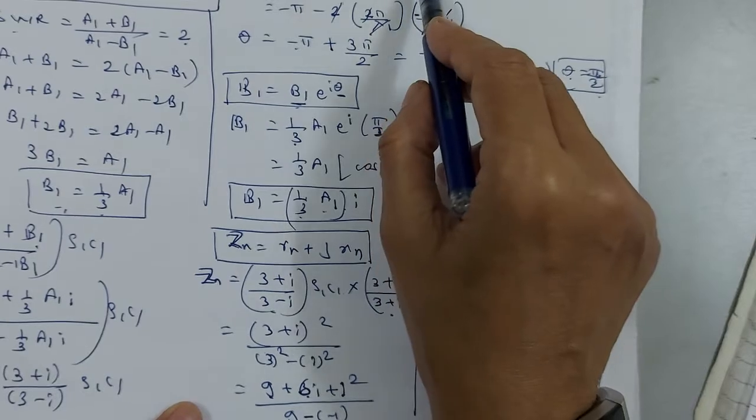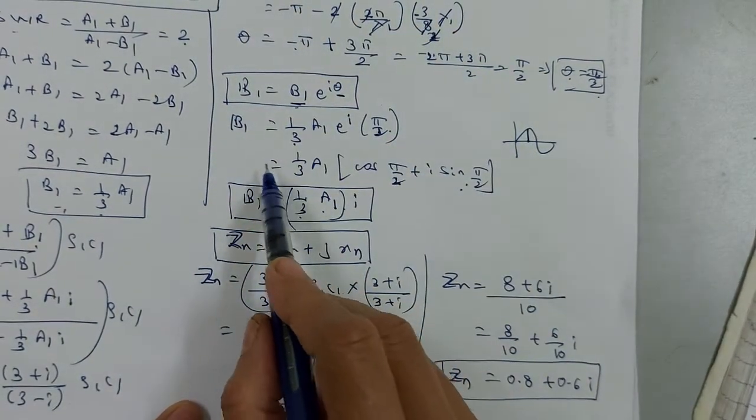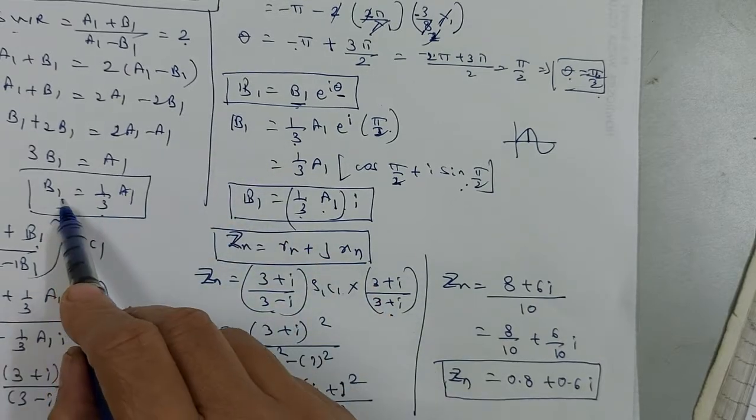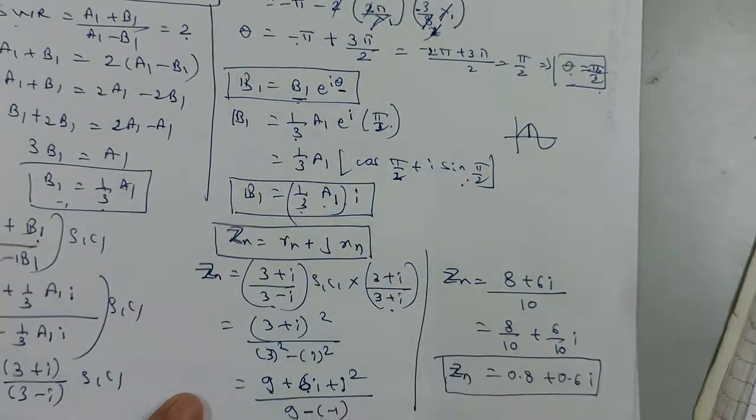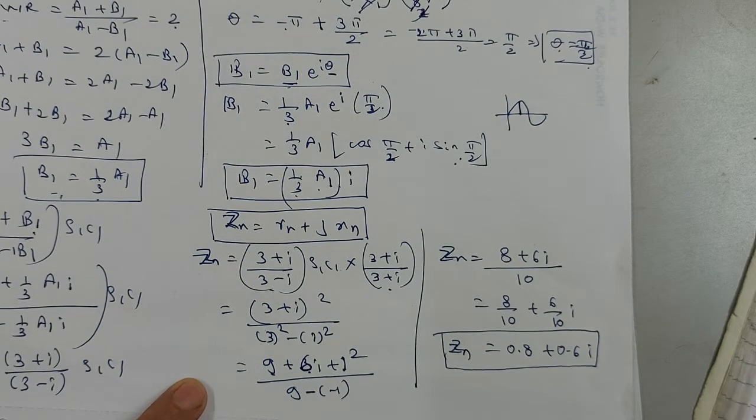From that we got the value of Z. By knowing theta, by knowing the value of B1, put the value of B1 over here and then simplify. So you reach over here finally. Okay. Now I need to take 2 more problems before I go to the next topic.